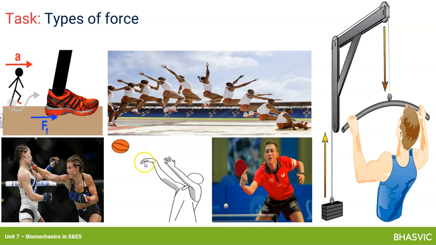We've got the applied external force by the fingers on the ball, but we've also got this rotational force, and we'll actually look at rotational forces and flights a little bit more in assignment 3 when we look at angular motion. We've got an applied force with the table tennis player applying to the table tennis ball, of course. And again, we've got a pull force.